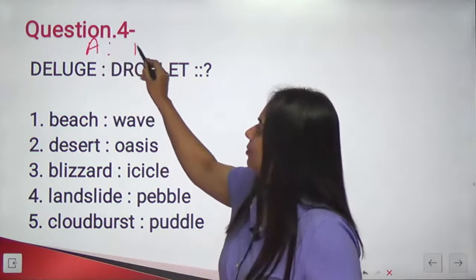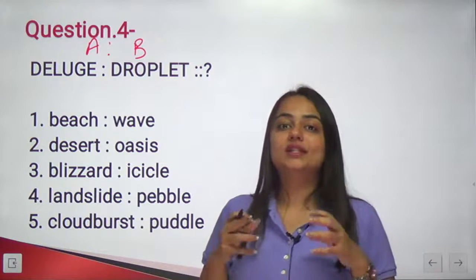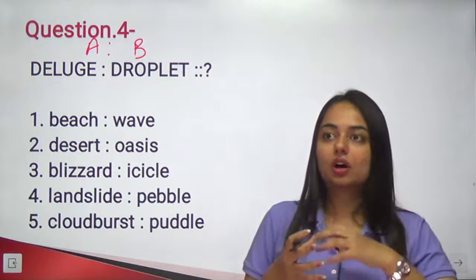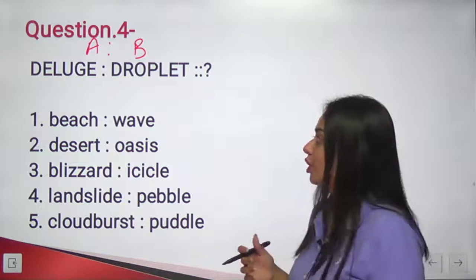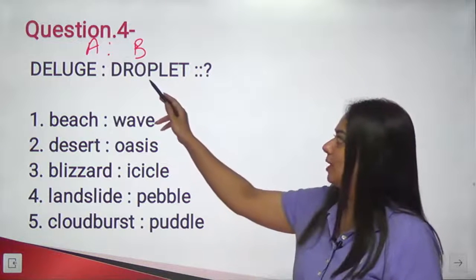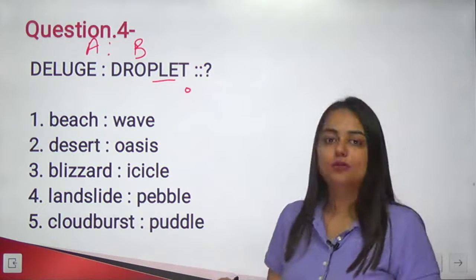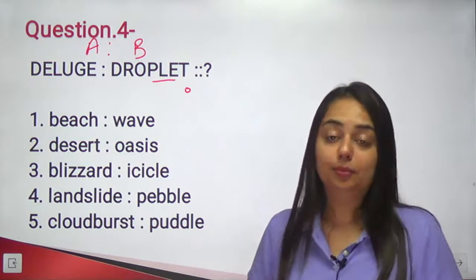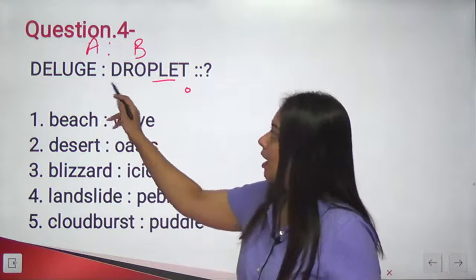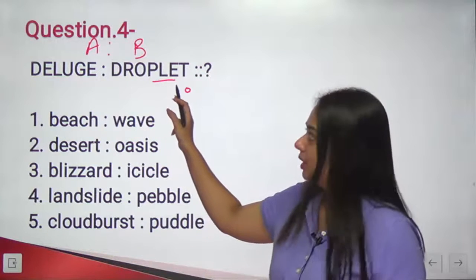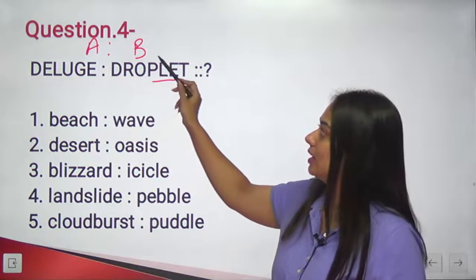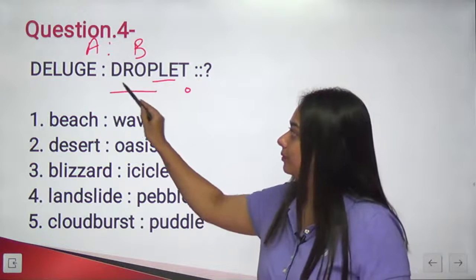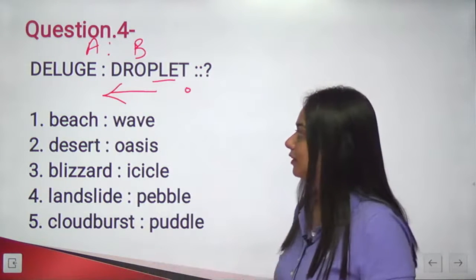A is to B. So deluge is a sudden rush of water, rain or flood with a great current or a great flow of water, right? A droplet we all know is a simple drop of water. So as you can see, they are both somehow related to water, but the difference is this has a higher degree than this one. So we can say B has a lower degree in comparison to A. Like this. Let's see what can fit in it.